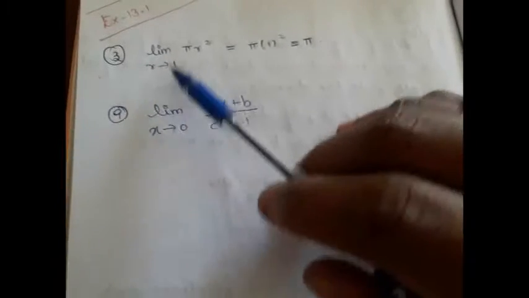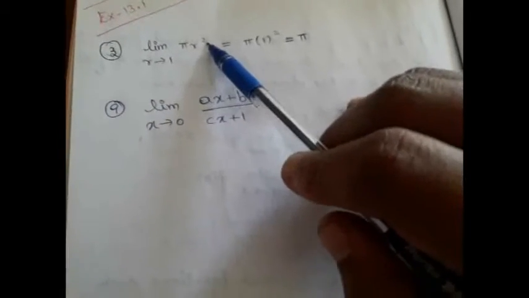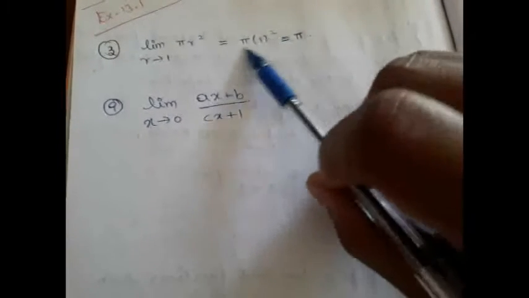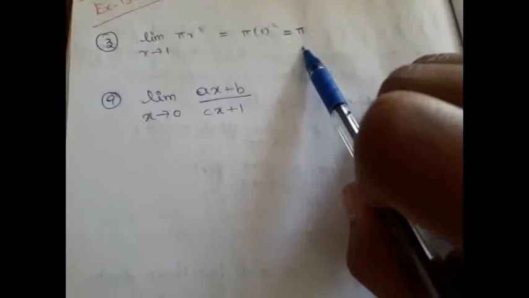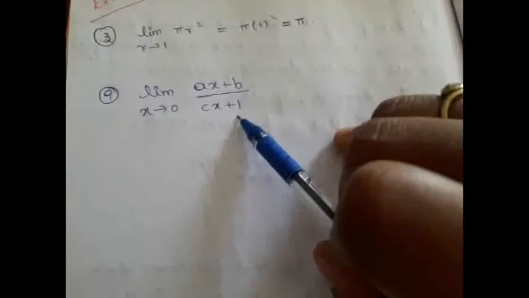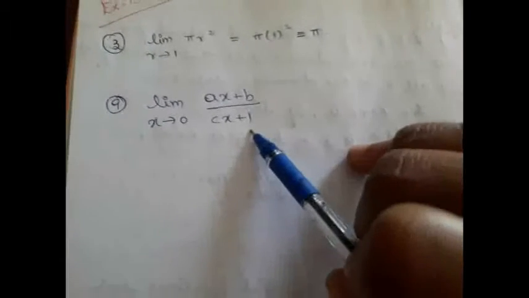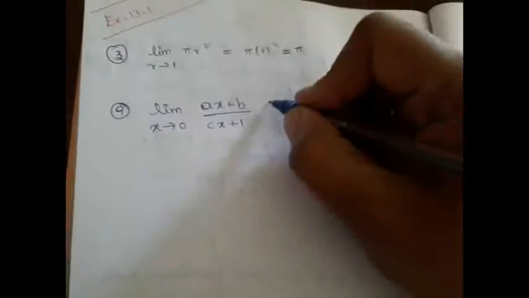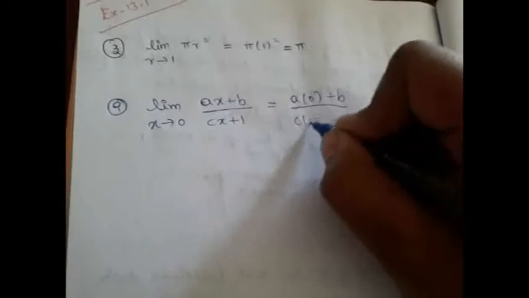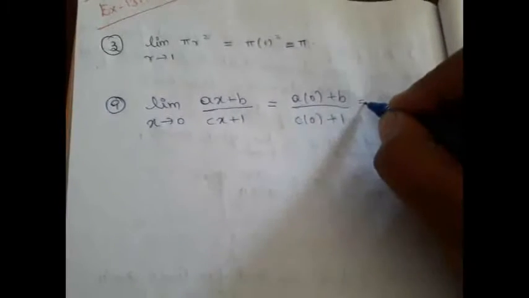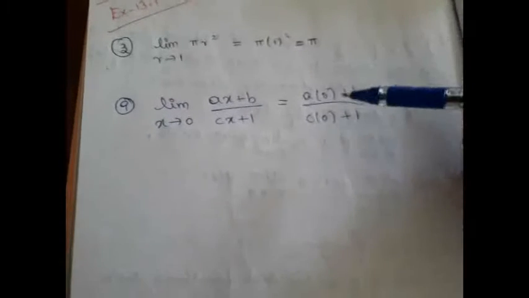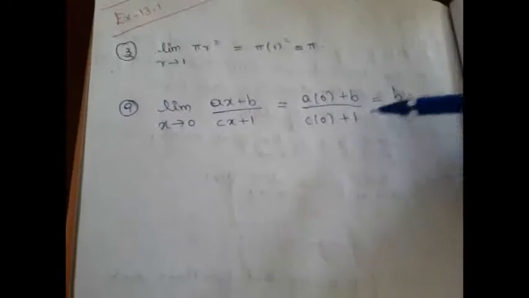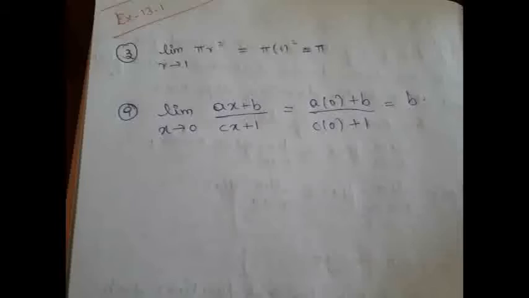So here r tends to 1, pi r squared is your question. So which means r tending to 1. So in the place of r, if we substitute 1, we will get pi into 1 square, which is pi, is our answer. Now let us see how we can solve this problem. This is also in the same way. Now here x tends to 0, (ax + b) divided by (cx + 1). So what will happen here? a into 0 plus b divided by c into 0 plus 1, which is nothing but b, right? a into 0 is 0. So 0 plus b divided by 0 plus 1, which is nothing but b, right?